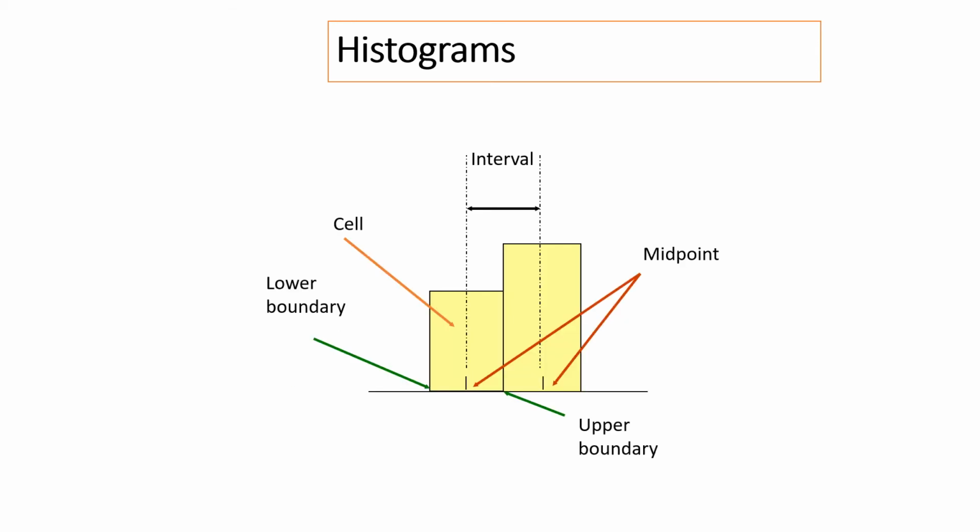So this is the histogram. This is the lower boundaries, and this is the upper boundaries. So this is a cell, and you need to calculate the mid cell. The size between two mid cells we call the interval. And then these are the midpoints.